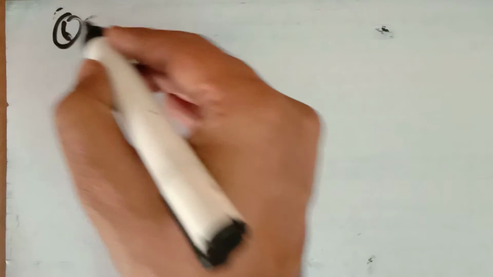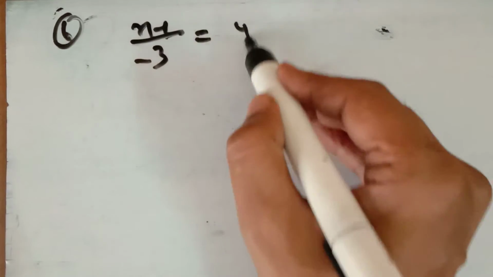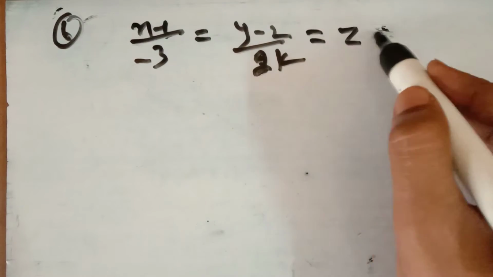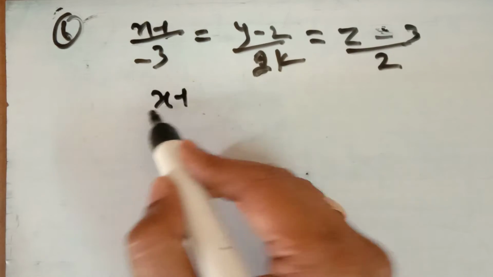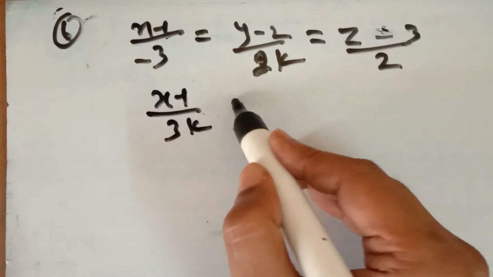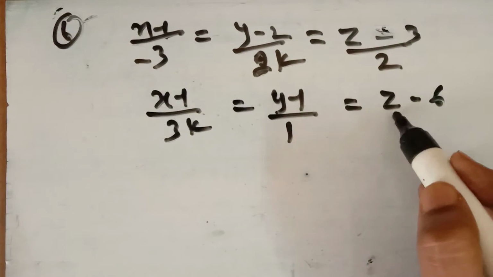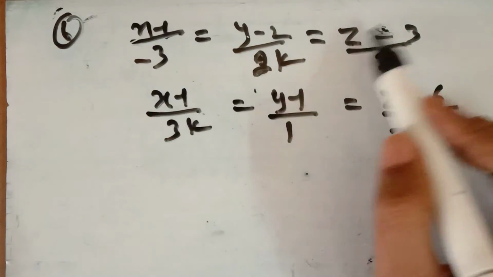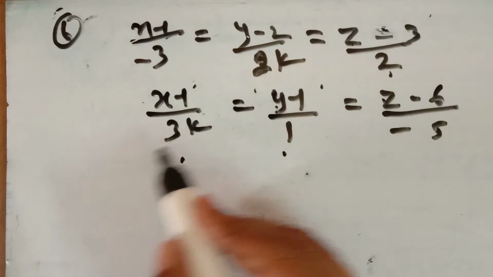Yes, in question number 6, you have to find the value of k when these lines are perpendicular. So the lines are perpendicular. We know the condition for perpendicular lines, that is A1 into A2 plus B1 into B2 plus C1 into C2 is equal to 0, with the condition that the lines should be in the standard form. So it is given that the line is in standard form: x minus x1 upon a, y minus y1 upon b, z minus z1 upon c.